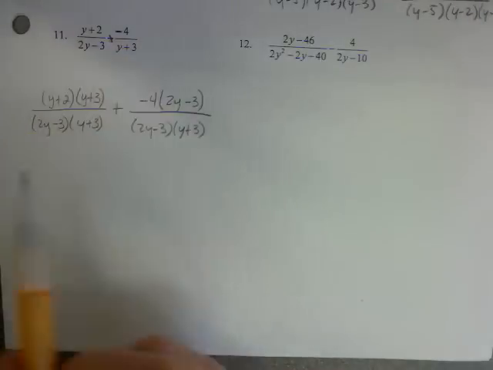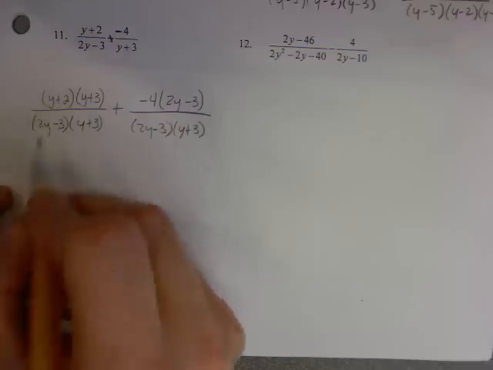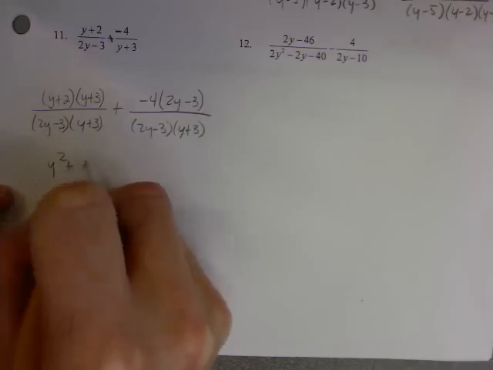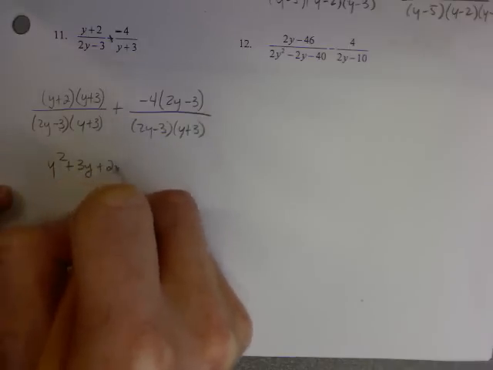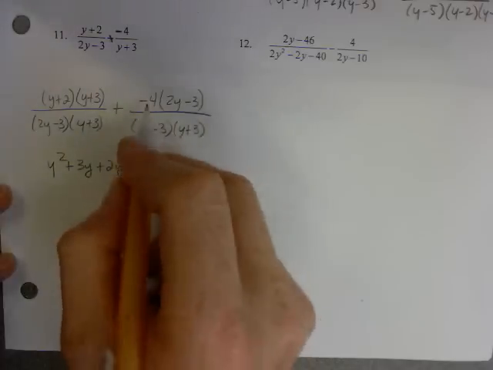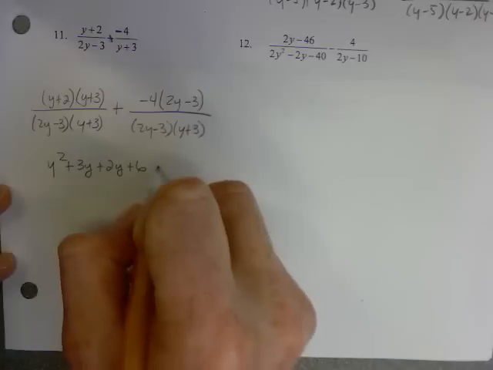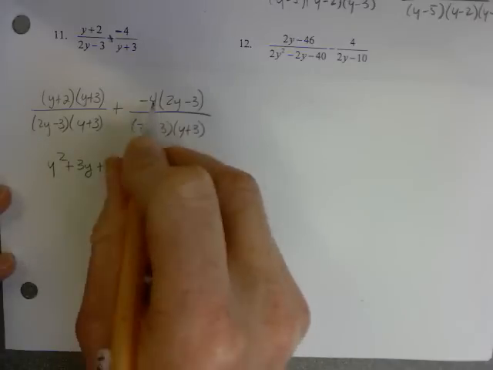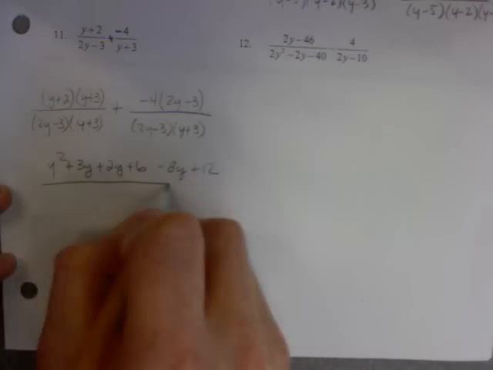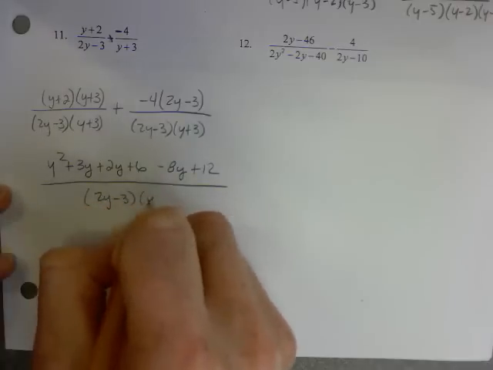So now I can multiply out the numerator. We're going to have to FOIL the y plus 2 times the y plus 3. So I'm going to get y squared plus 3y plus 2y plus 6. And then I can distribute the negative 4 through here. Negative 4 times 2y is negative 8y. Negative 4 times negative 3 is positive 12. And this is all over my denominator of 2y minus 3 times y plus 3.